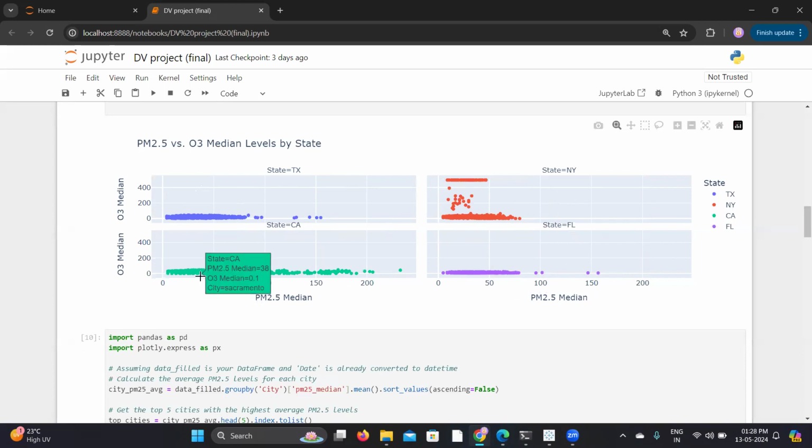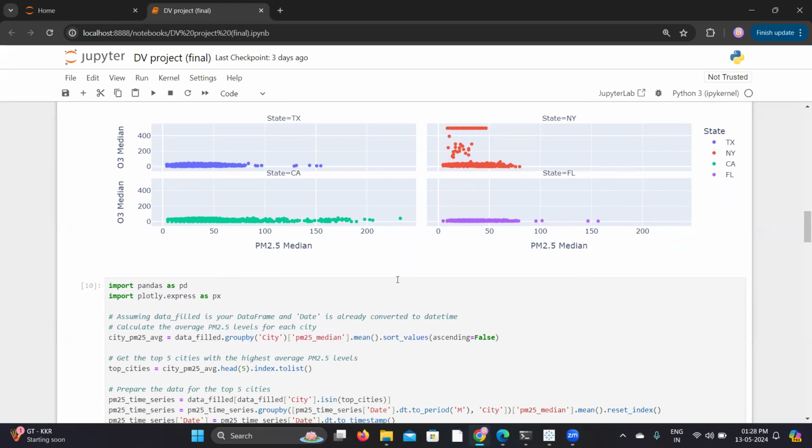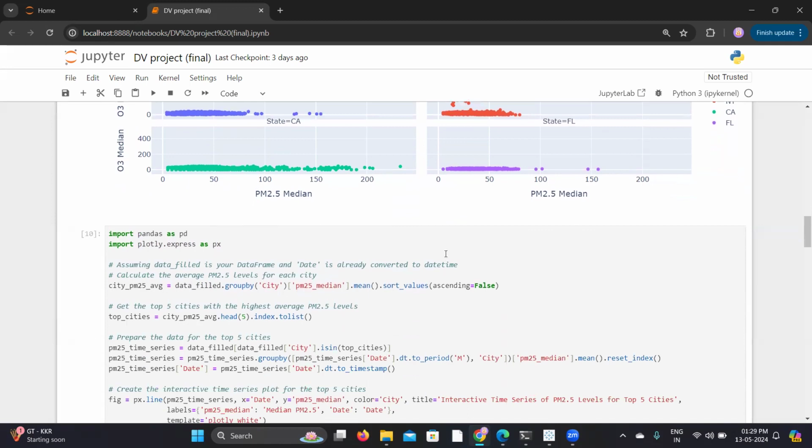And California displays a wide range of PM2.5 levels, but consistently low O3 levels. So this visualization is instrumental in highlighting how the concentration interaction between PM2.5 and O3 levels can vary significantly from state to state. These effects reflect the differences in local industrial activities, traffic volumes, and environmental policies too.